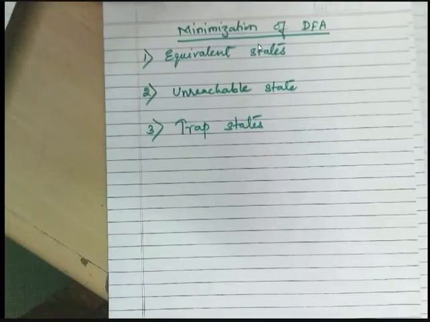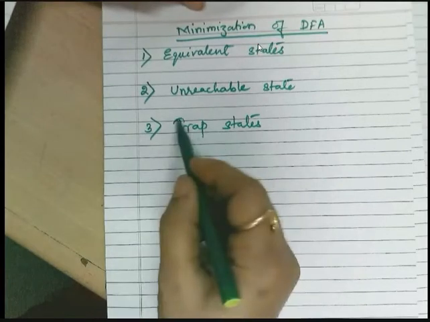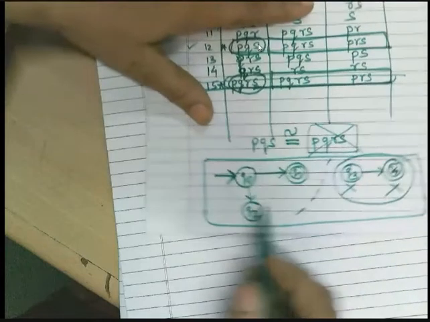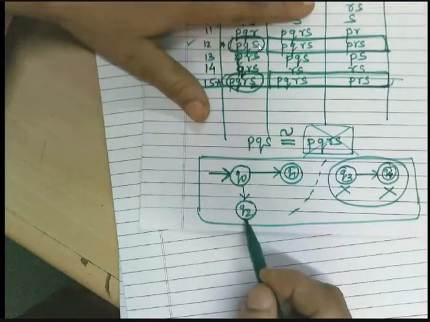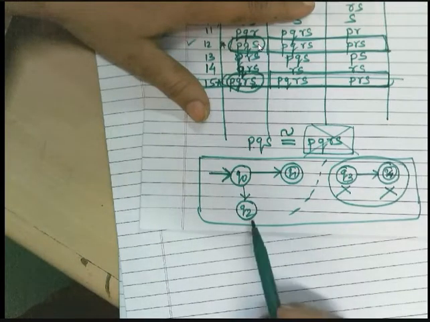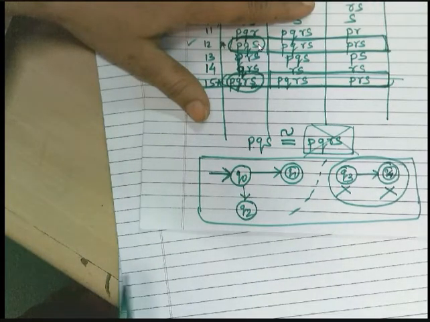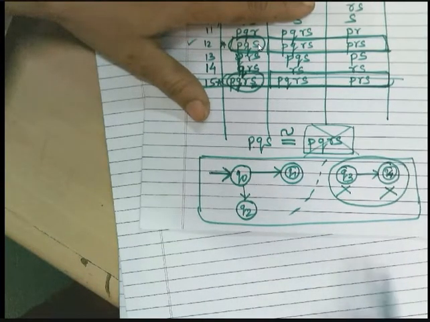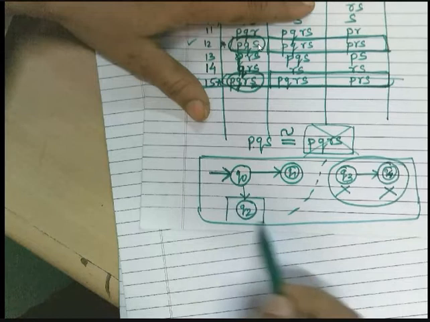So what is the meaning of trap states? I have also discussed this in the last lecture. As its name suggests, trapping. Once you reach Q2, there is no path available to move ahead to reach the final state or any state. So we can say that this Q2 is a trap state.